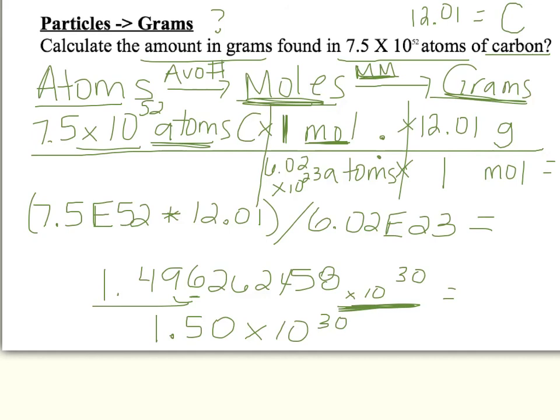And so what's my units? Well, atoms canceled out because it's on the top and the bottom. Moles canceled out because it's on the top and the bottom. So I'm left with grams. If you look in the problem, it says that it wanted us to figure out the number of grams, so we are finished.